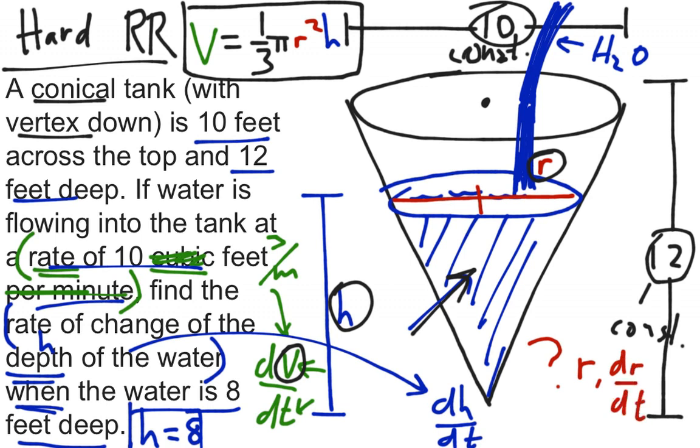Why dr dt? Because when we differentiate this, eventually we're going to end up with a dr dt. So we need to address this issue at some point. Now there are two ways of doing it. I'll show you one way, because I think it's a little bit easier than the other way. So here's what we're going to do.